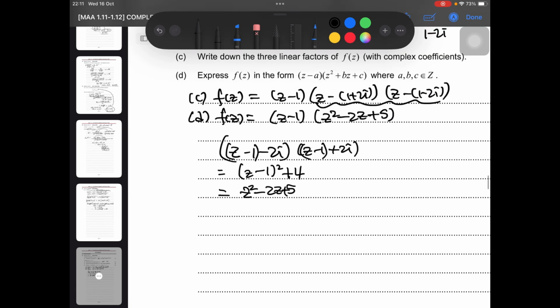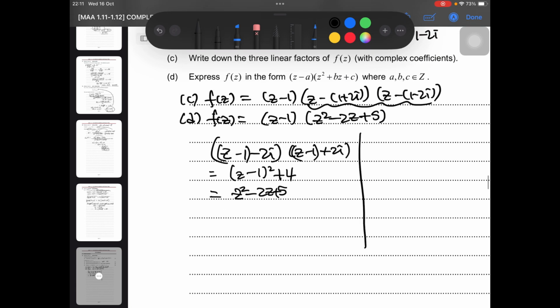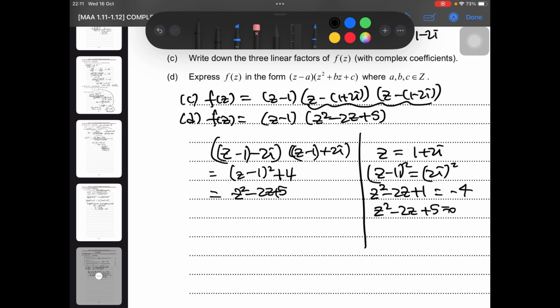Or actually there is another approach. Anyway, z is 1 plus 2i. Z minus 1 equals 2i. If I square both sides, z squared minus 2z plus 1 equals negative 4. Z squared minus 2z plus 5 equals 0. Same. So this is the quadratic factor. So this was method 1.